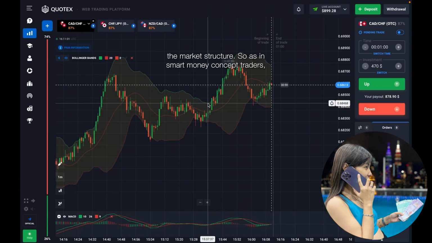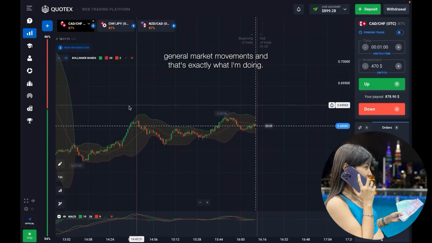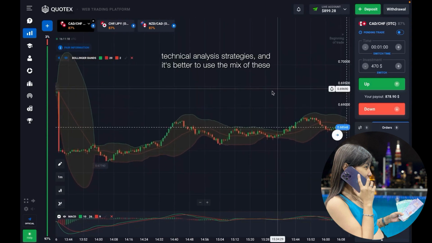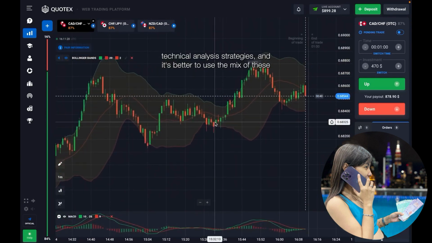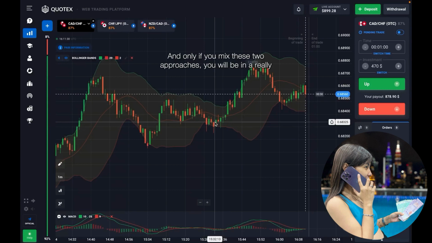So as in smart money concept traders, that is also what you're looking at when making your own trade decision. So I think it is pretty reasonable to adhere to some general market movements, and it's exactly what I'm doing. I think this is just a little bit different from my classic technical analysis strategies. And it's better to use a mix of these two approaches. Only if you mix these two approaches will you be in really big profit. That's exactly how my trading strategy is based.